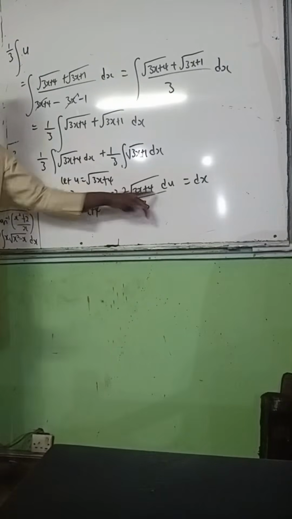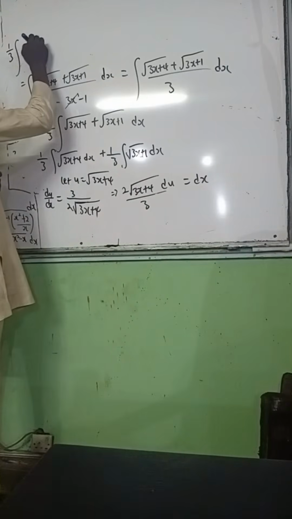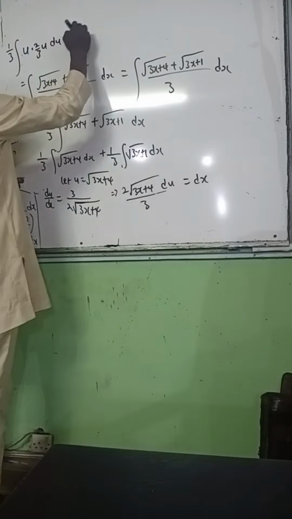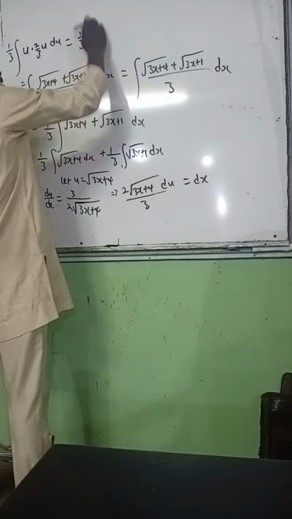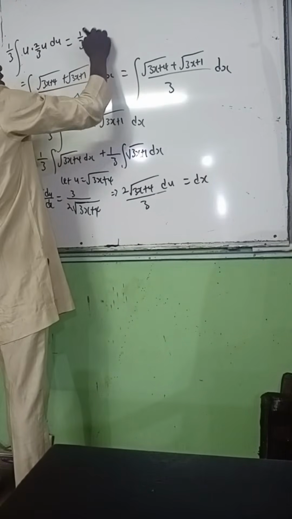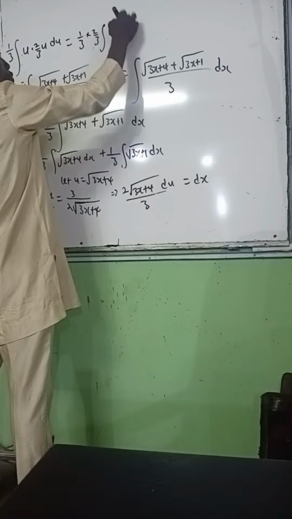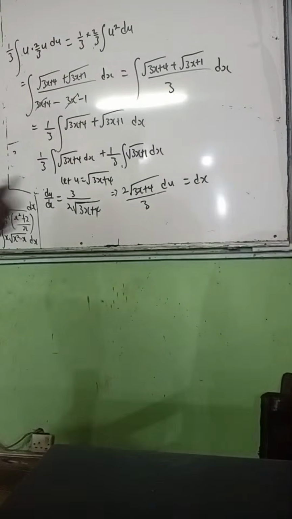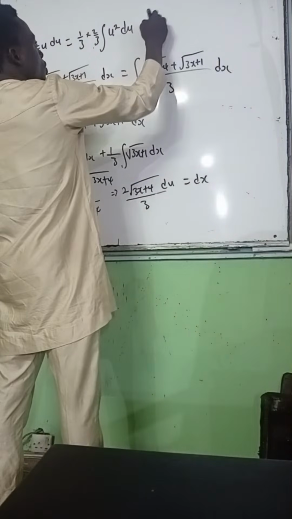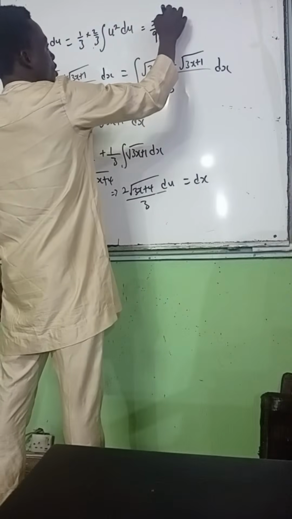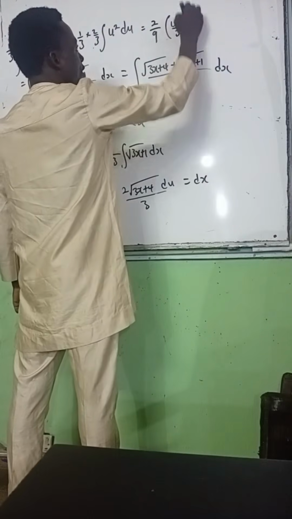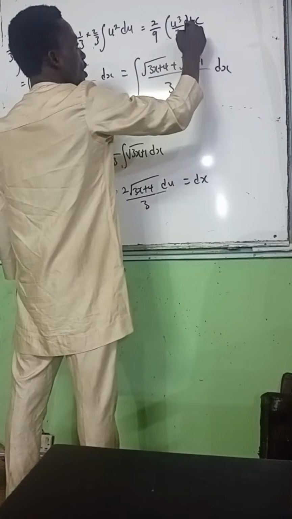2 over 3u, right? Yes. 2 over 3u du equals 1 over 3 integral of what? 1 over 3 times 2 over 3 integral of u squared du. I hope it's showing. So equals to 2 over 9 multiply, if you integrate u squared, u cube over 3, right? Plus c.